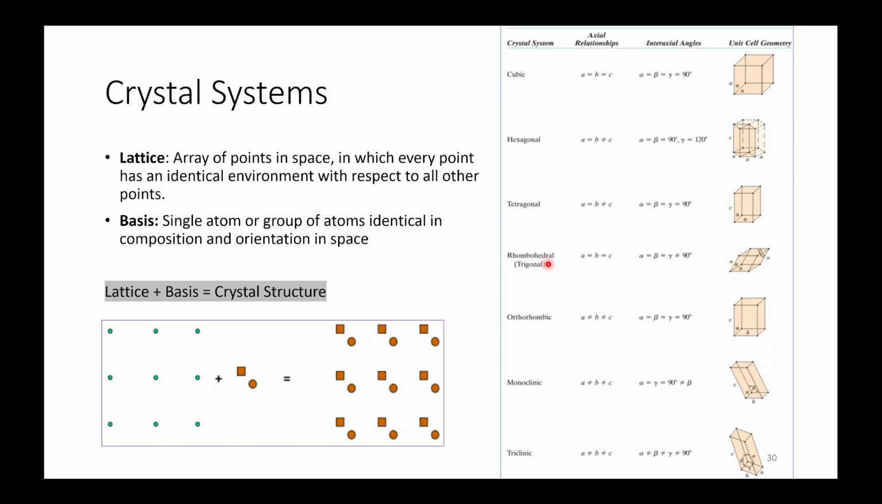In case of trigonal, this angle won't be equal. So in orthorhombic, these axial lengths won't be equal, but all angles will be 90 degrees. Monoclinic and triclinic will be the most asymmetric types of structure, because on all axial lengths and all angles they won't be equal.